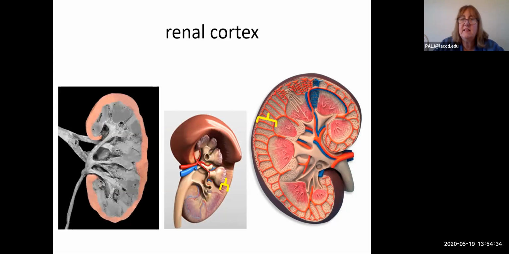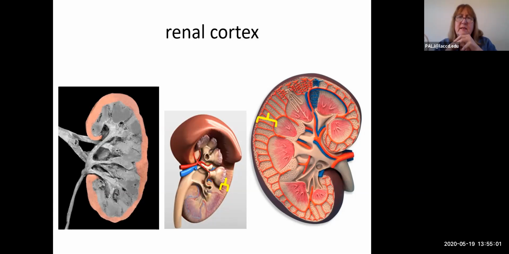So just deep to the renal capsule. Have you noticed the word renal showing up a lot? It's going to. Just deep to the renal capsule is the outer portion of the kidney known as the renal cortex. So it's the part highlighted in this pinkish color on the real kidney, and it's the part that is bracketed in the model pictures.